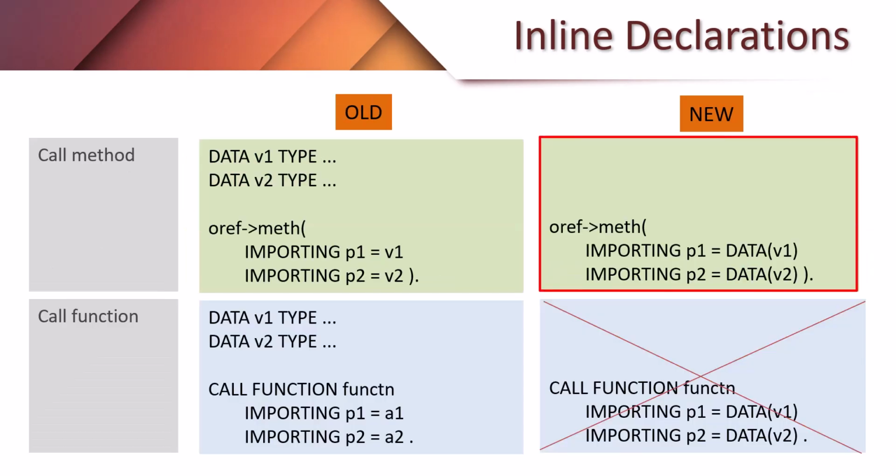You can use the declaration operator DATA to collect the output of the importing parameter of a method, as you can see here in this example. As you can see, we have not declared the data types for V1 and V2 explicitly in the new syntax. That means while importing data in a method, the target variable can now be dynamically defined and used by inline declaration.